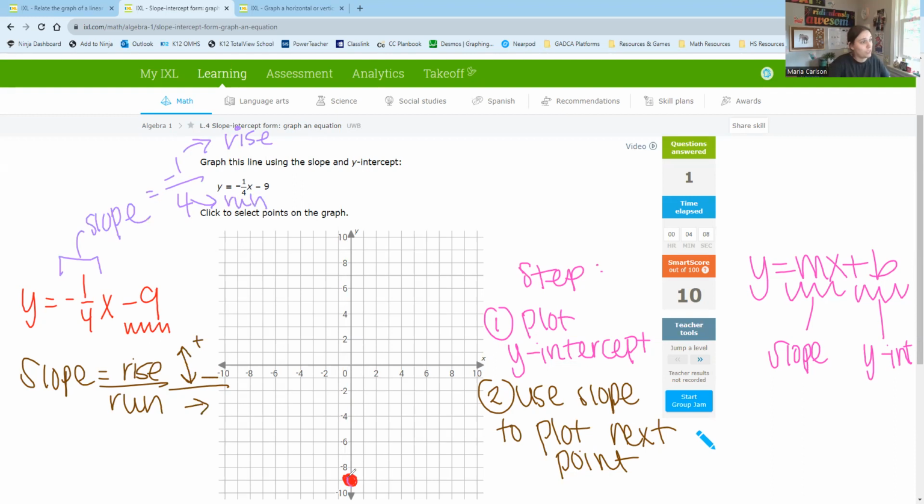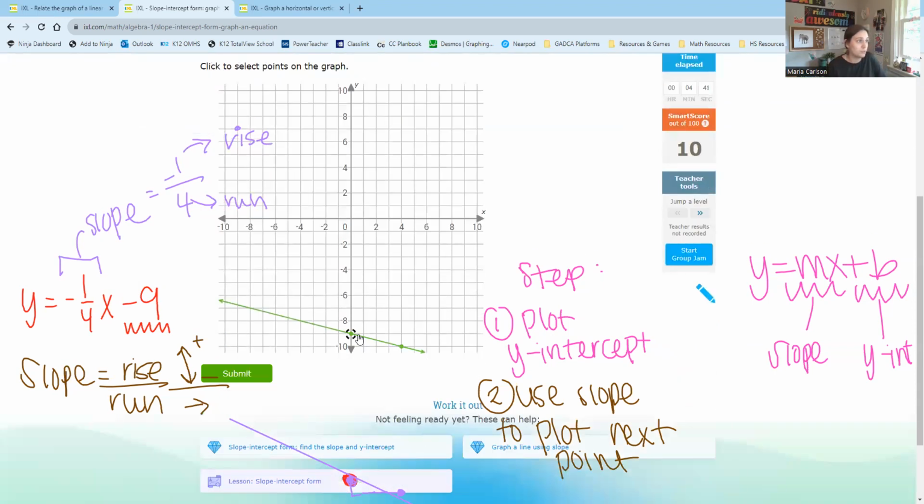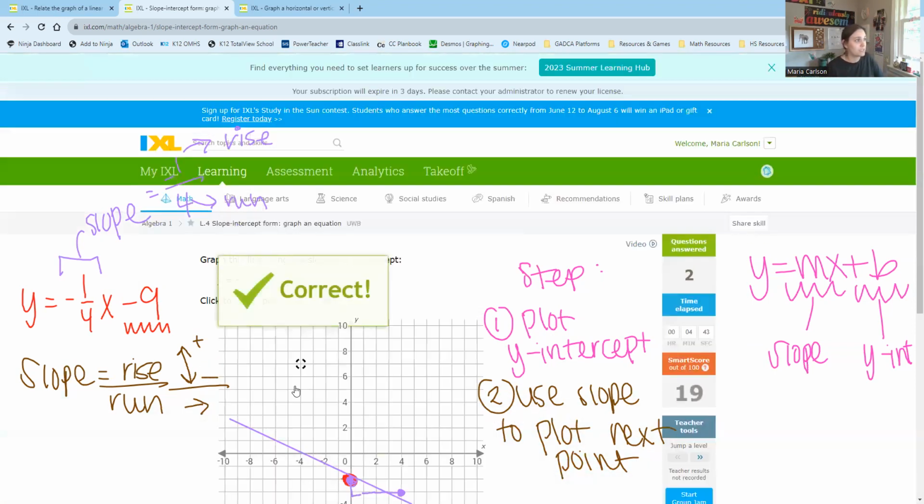So from this point here, I'm going to rise -1 units, which means I'm going to go down 1 unit, and then I'm going to run to the right 4 units. 1, 2, 3, 4. And then I'm going to graph a line through that point. Good enough. Okay. So then notice I plotted those 2 points, and then I will hit submit.